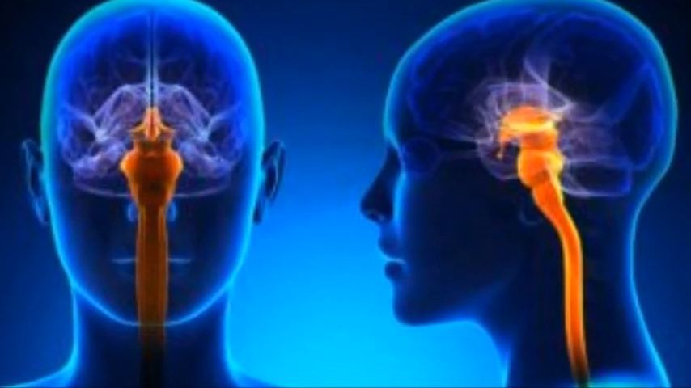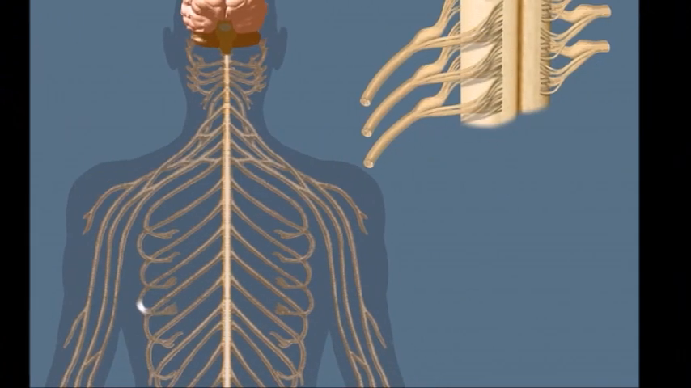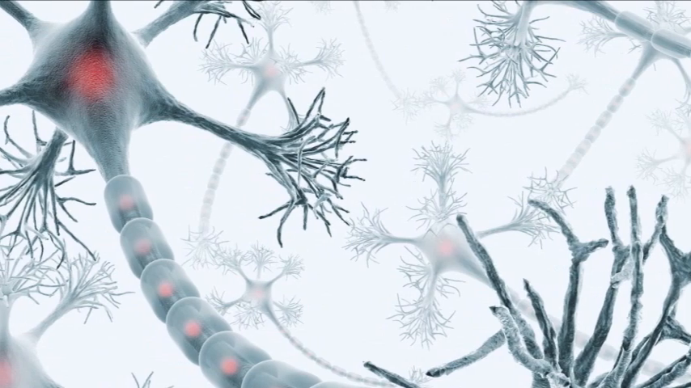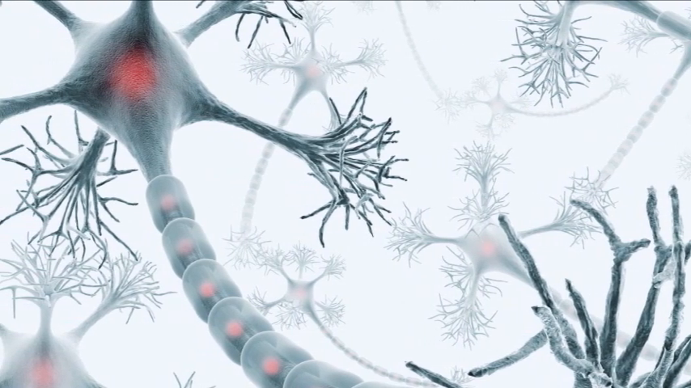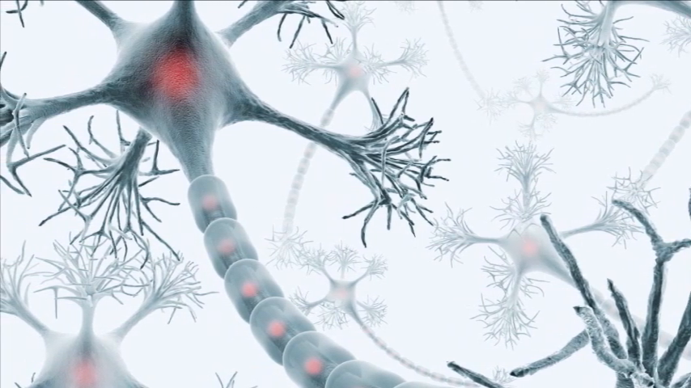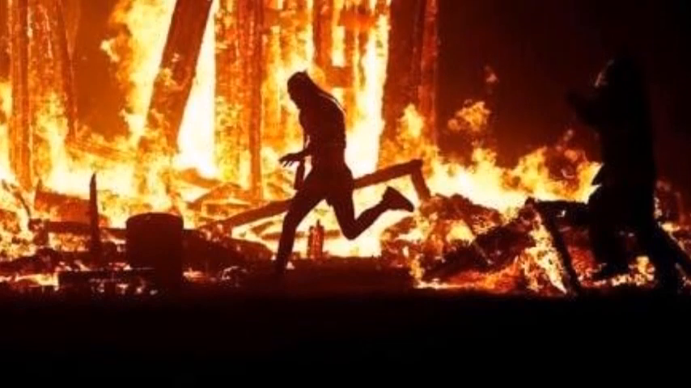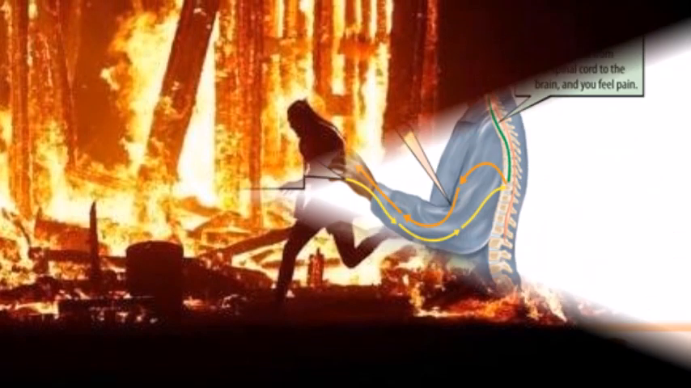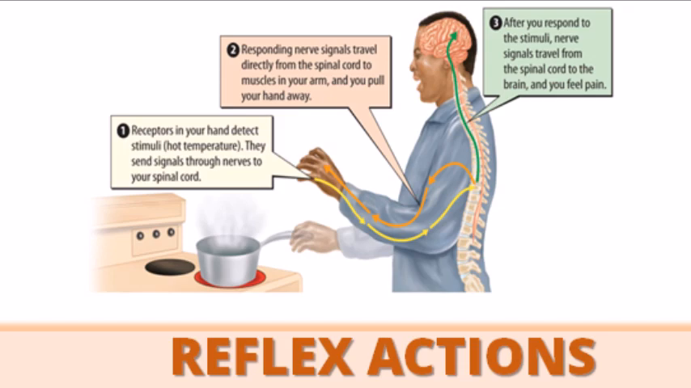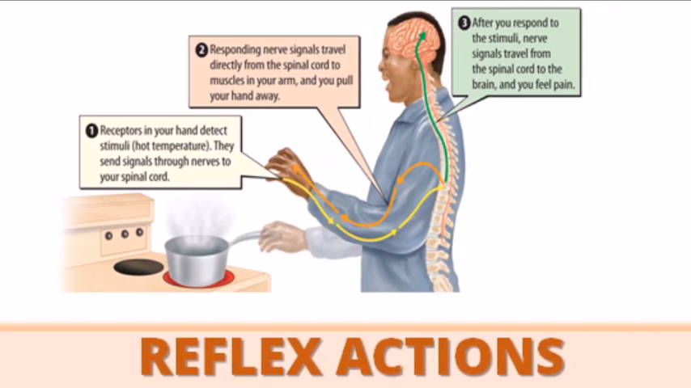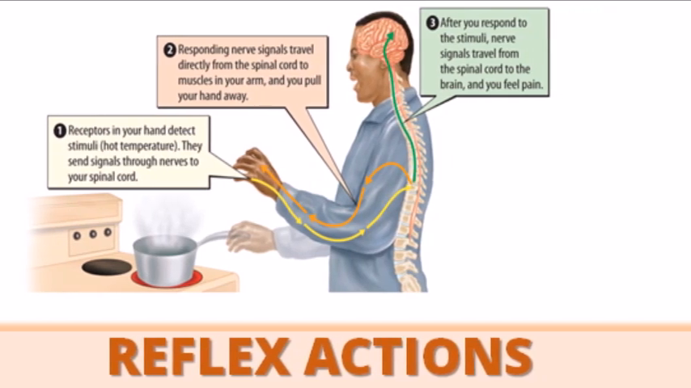Our brain and spinal cord work together with many nerves to send, receive, and coordinate messages throughout the body. This enables us to react quickly to stimuli that can be dangerous to our bodies. In this video, I will explain the mechanisms of reflex actions, which are essential to us every day for our survival.